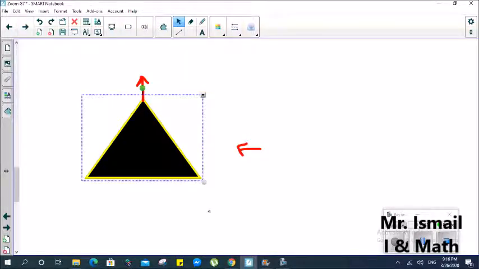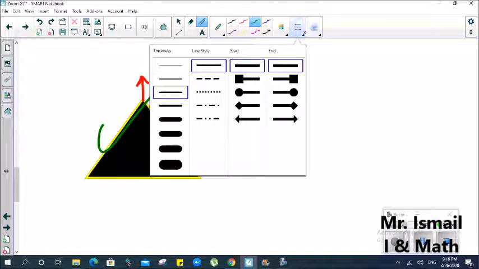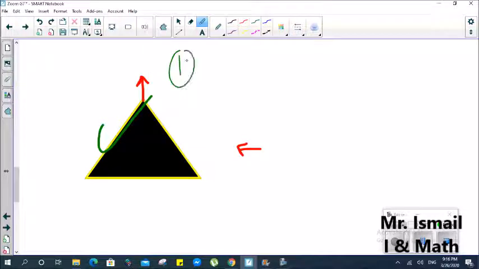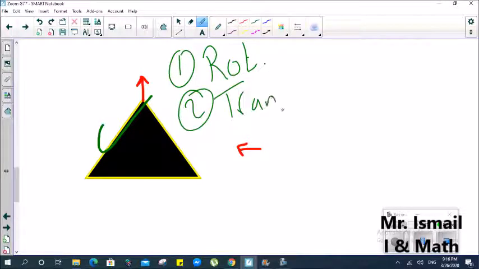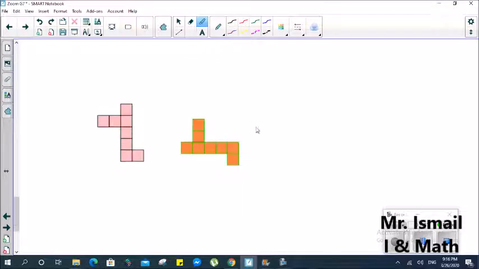Yes, they are congruent, and we used what? First one, rotation. Second one, translation. Rotation 90 clockwise or 270 counterclockwise. Both are right. Next, this one is a little complicated.